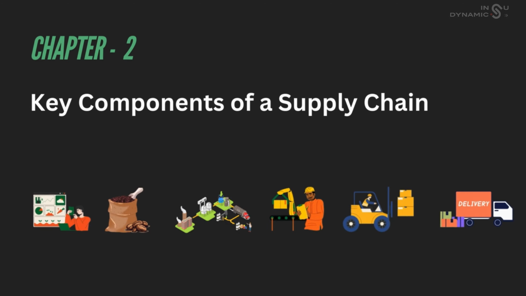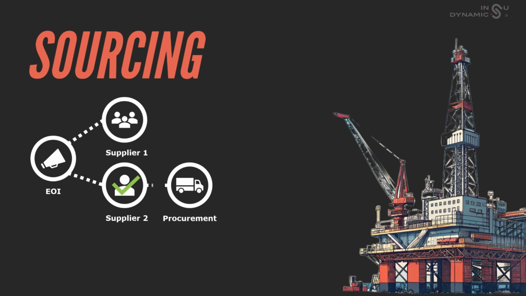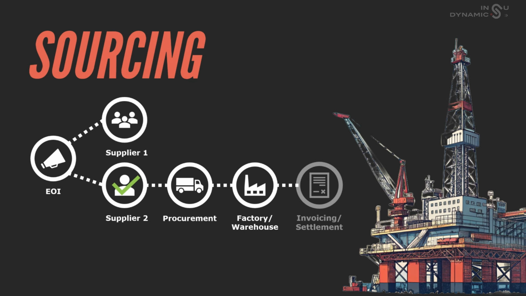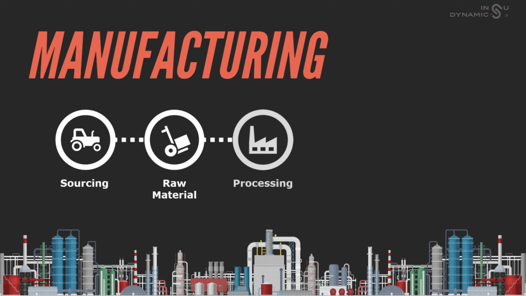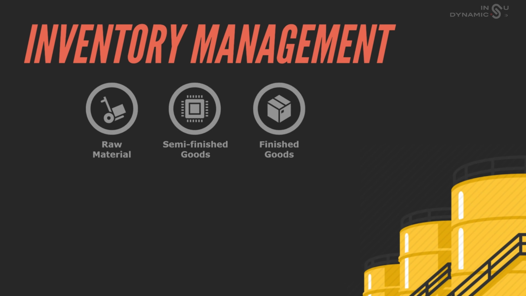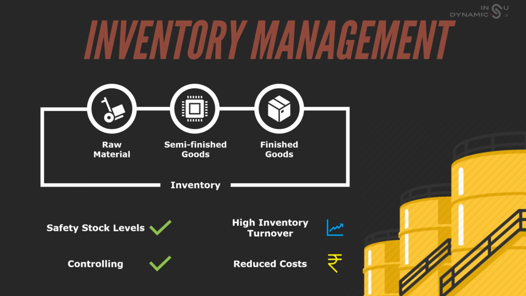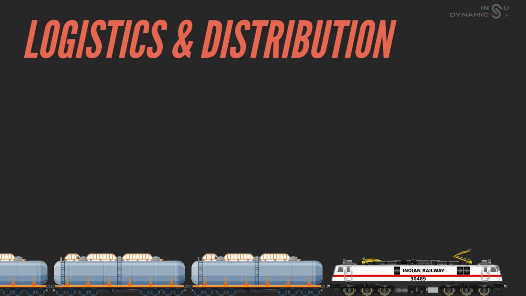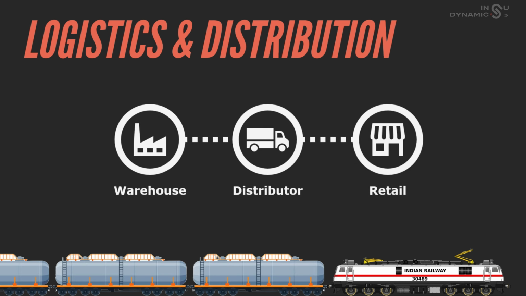Chapter 2. Key components of a supply chain. Sourcing. The process where companies identify and obtain the raw materials or components necessary for their production or service offerings. Manufacturing. After sourcing, these raw materials or components undergo various processes to be transformed into finished products. Inventory management. The finished products are then stored in warehouses, where stock levels are carefully monitored to ensure there is enough inventory to meet customer demand. Logistics and distribution. Carry out the movement of products from warehouses to retailers and ensuring they reach the customer either in-store or through delivery.